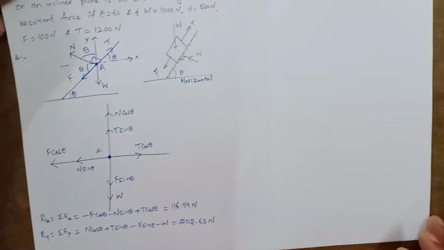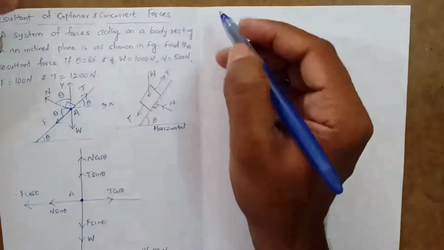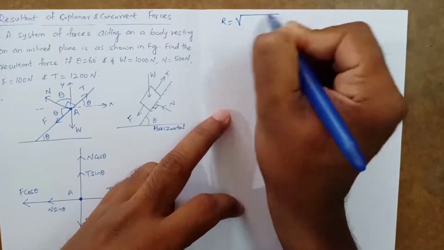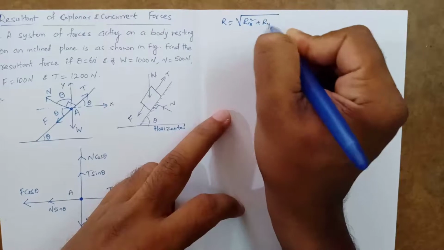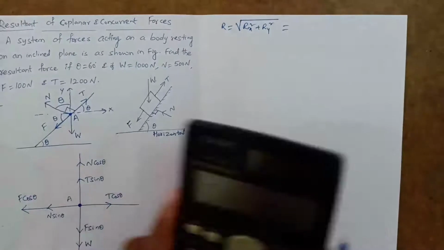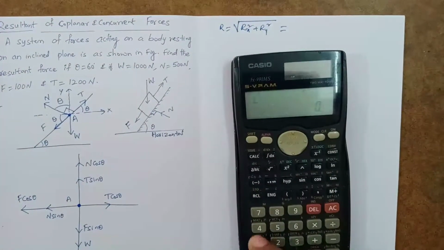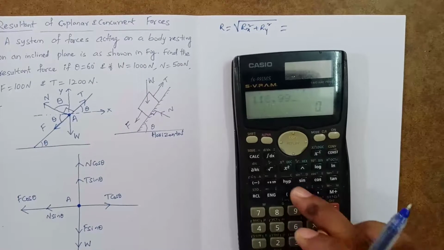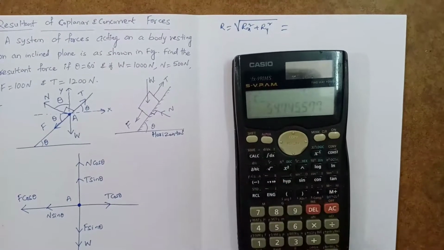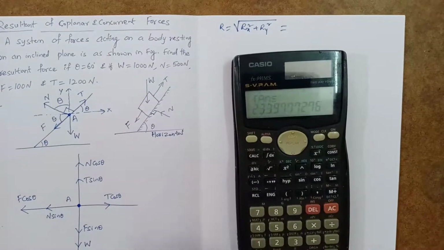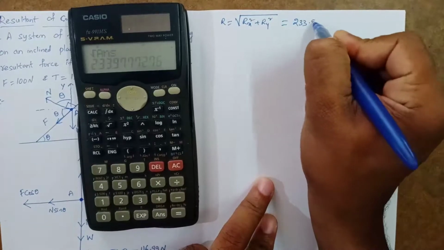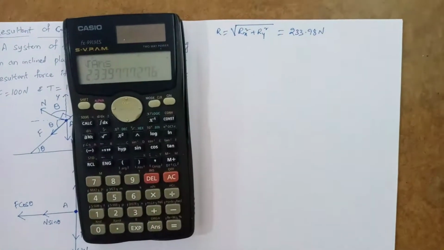Now after this, R is equal to under root Rx square plus Ry square. Substituting Rx and Ry, 116.99 square plus 202.63 square, under root, the answer is 233.977. So 233.98 Newton is the resultant force.